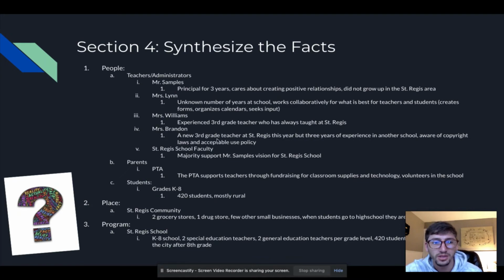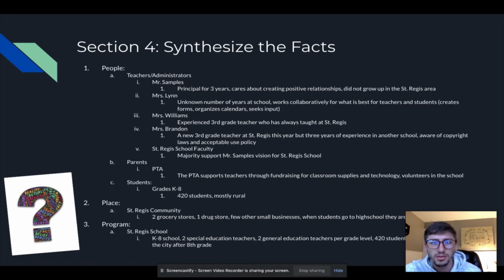Mrs. Williams is an experienced third grade teacher who has always taught at St. Regis Elementary. And then Mrs. Brandon is a new third grade teacher at St. Regis this year, but she does have 3 years of experience in another school. It does seem that she is aware of copyright laws and the acceptable use policy.